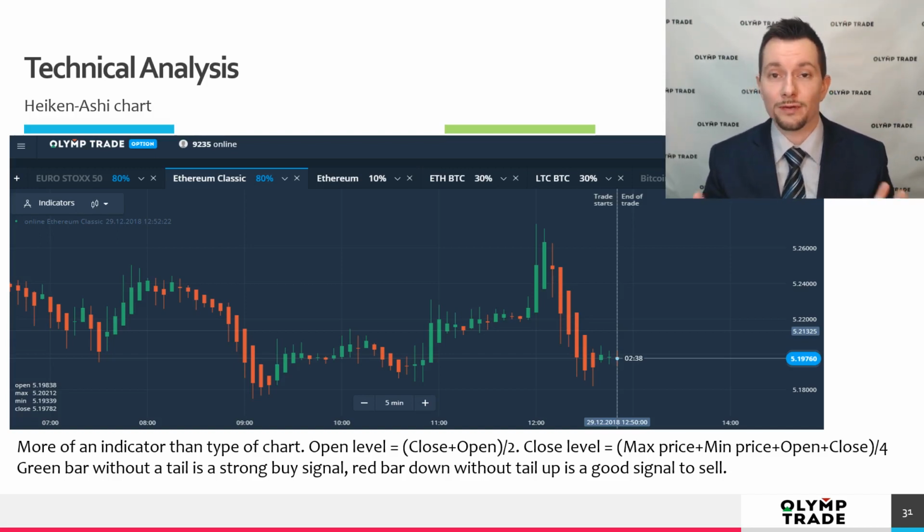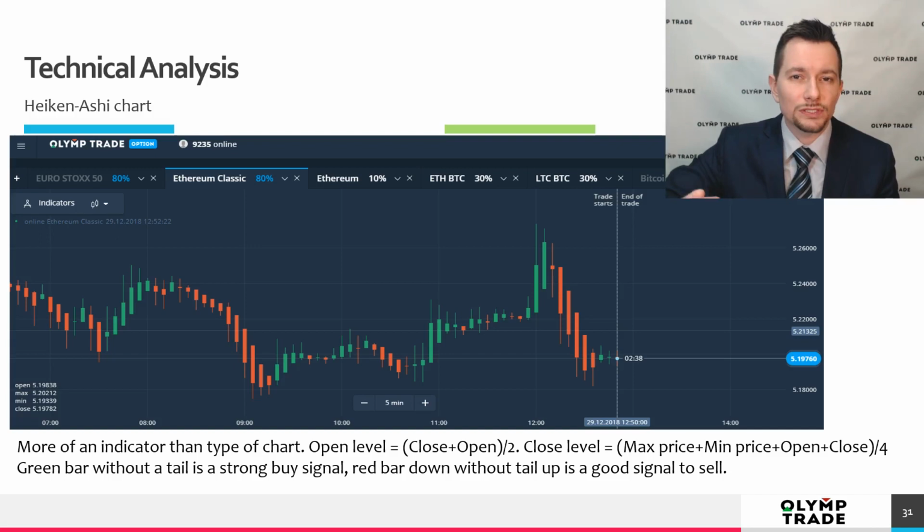So for those of you that are math geeks that want to know the reason why for everything, it's more of an indicator, and the math behind it is open levels. So the opening part here in this candle is the closing of the previous candle plus the open divided by 2. The close level here is the max price plus the minimum price plus the open plus the close divided by 4. So basically it rounds out the extreme points on the chart.